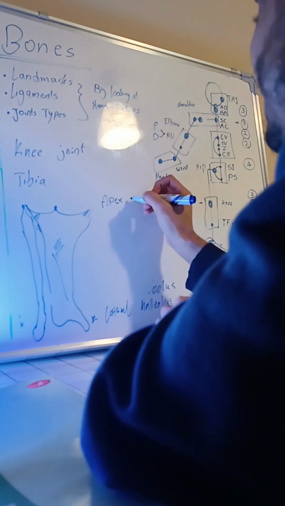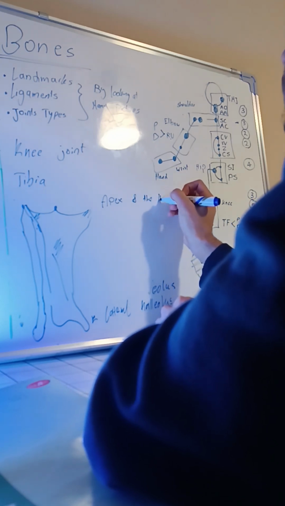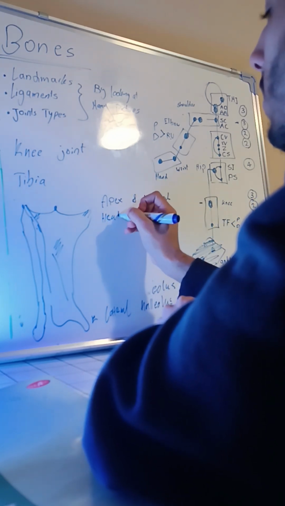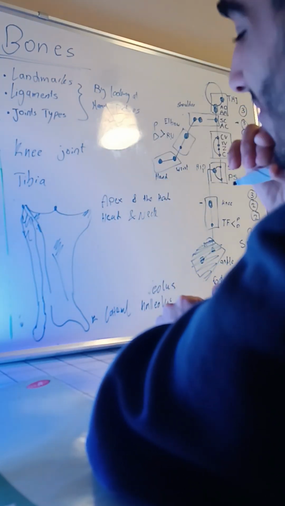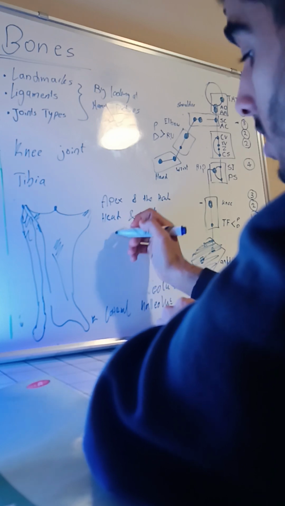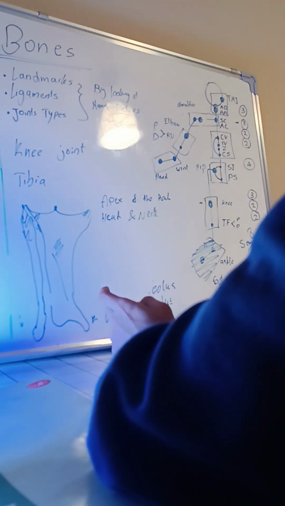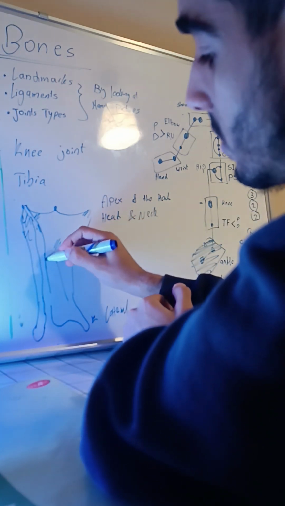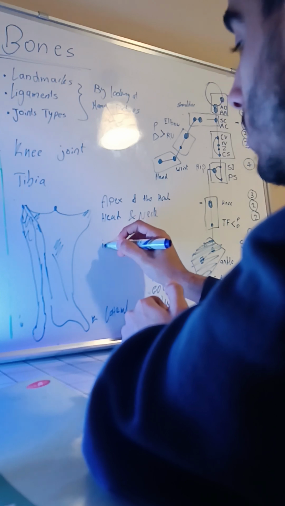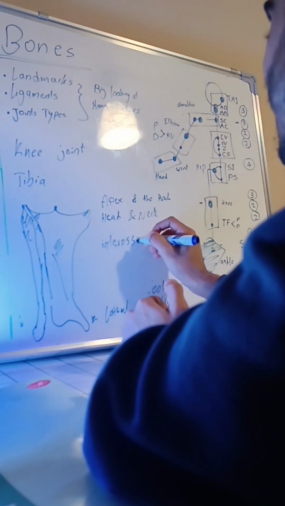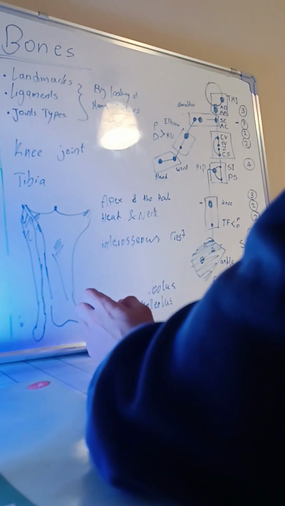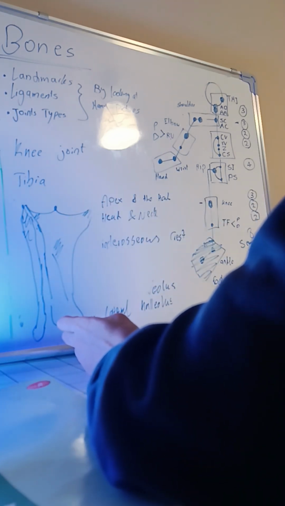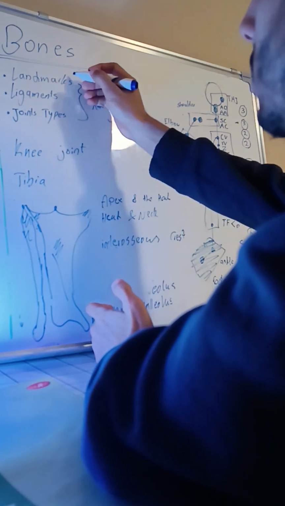This is the apex of the head. We're going to have the head and the neck. We can also have the lateral malleolus. And in both of these, we're gonna have interosseous crest, where the interosseous membrane will be joining these two. All right, that's all for the landmarks.